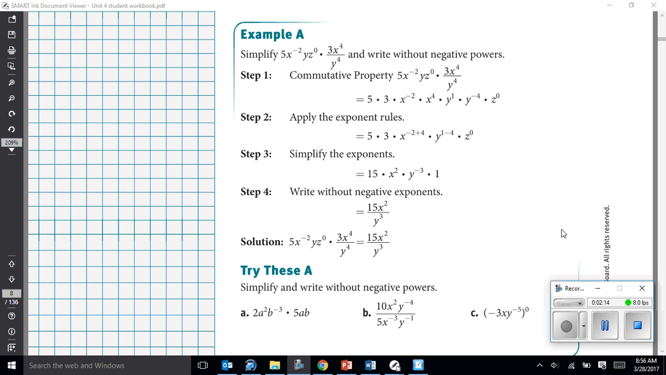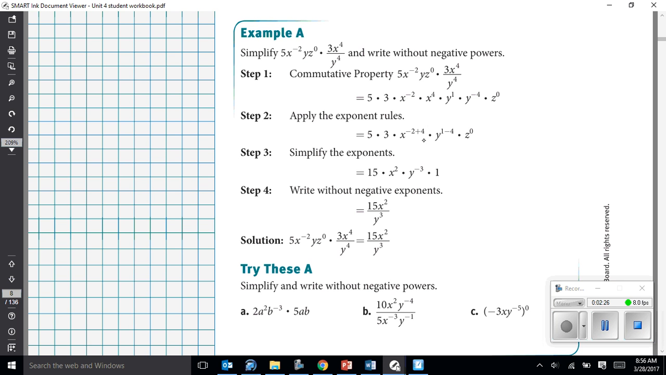So now they're applying the exponent rules. So we have x to the negative 2 times x to the 4th. We're multiplying. The bases are the same. So what do we do with the exponents? We add them. And then we have our y's. We have y to the 1st power times y to the negative 4th power. We're multiplying the bases. So what do we do with the exponents? We add them. And then we have z to the 0.